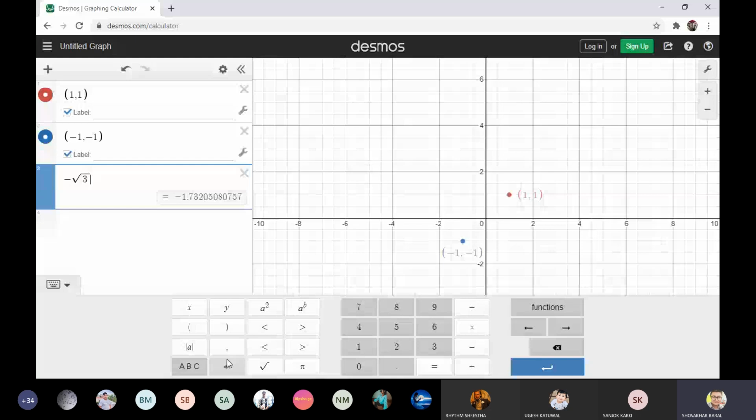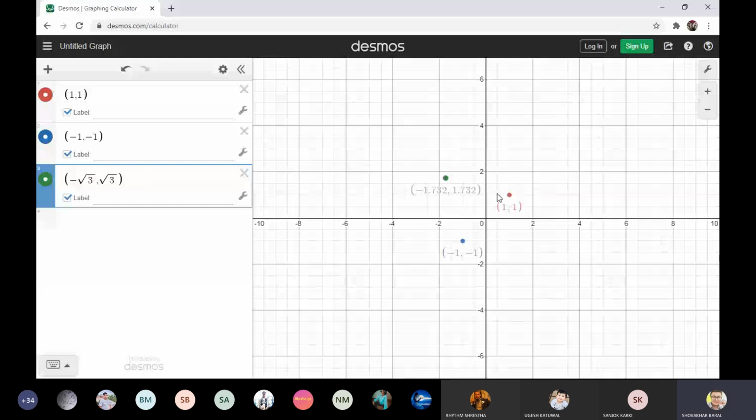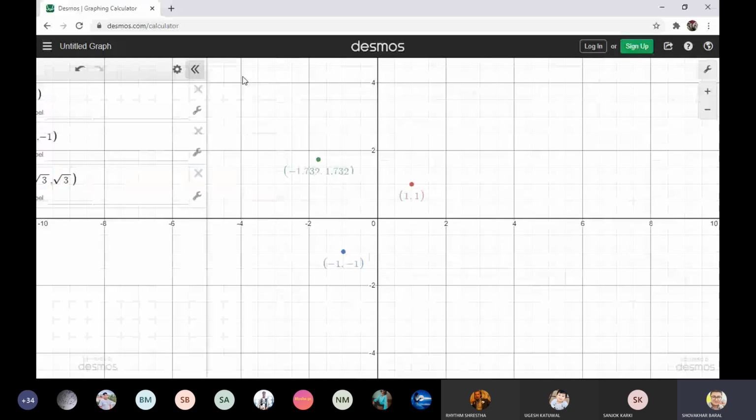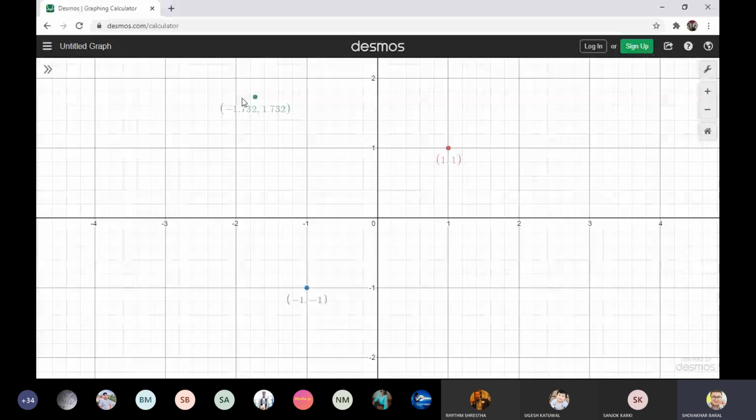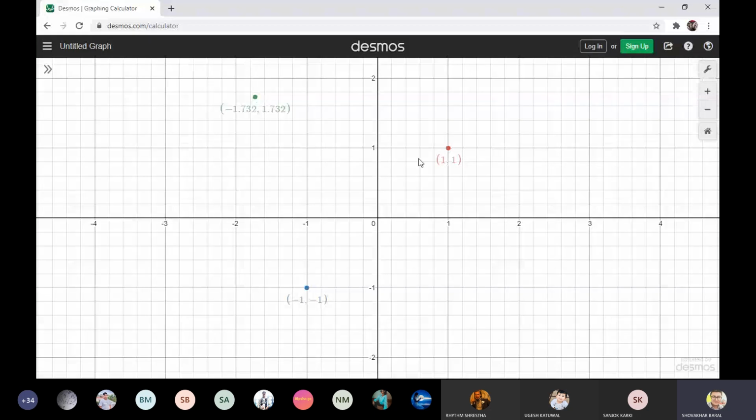Don't draw this. I'm just checking whether the question is correct or not. -√3, √3. This question is taken from a textbook. So let me check whether it is correct or not. Okay. I think this is correct here because these are at equal distance. Since the distance is equal here, there are 3 different points: first point, second point, third point. Okay, these 3 points are at equal distances, so they form an equilateral triangle.